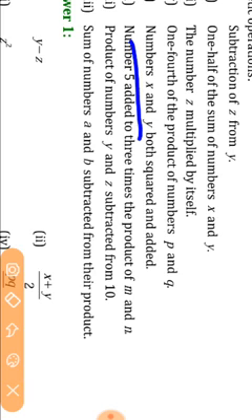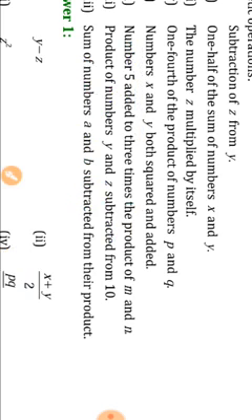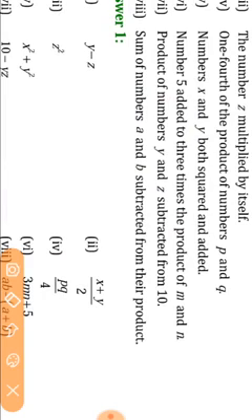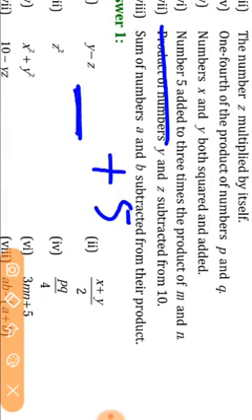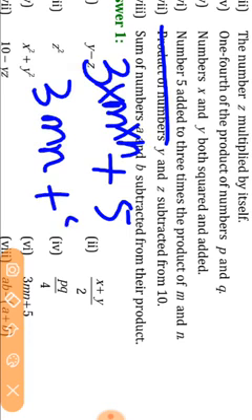So here the numbers x and y are both squared and added. So x is squared and y is squared and added means x square plus y square. Then a number 5 added to some number, keep it in mind, added to what? 3 times the multiplication product of m and n. So in simplification we can write 3mn plus 5.